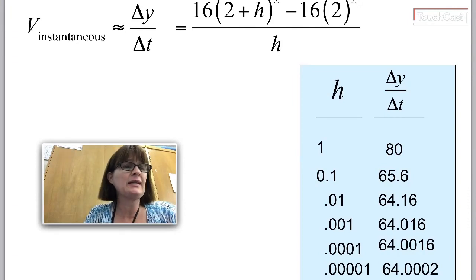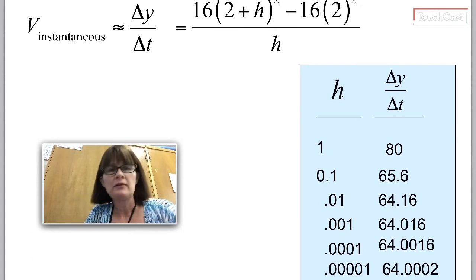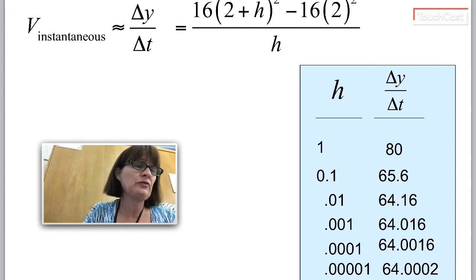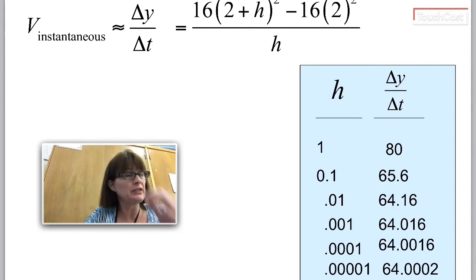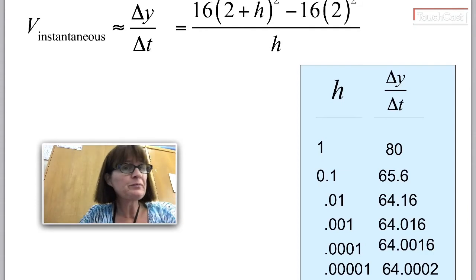I let h be 1, and then 0.1, and then 0.01, and you can see what happens to my instantaneous velocity approximation. I have a first approximation of 80 and then 65. It gets closer and closer and closer to 64. So I might predict that if I could think of a computation to do that didn't have a divide by zero problem, I might decide that the answer is probably going to be 64.